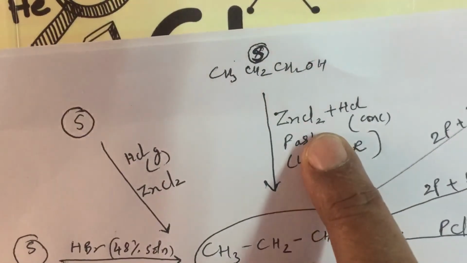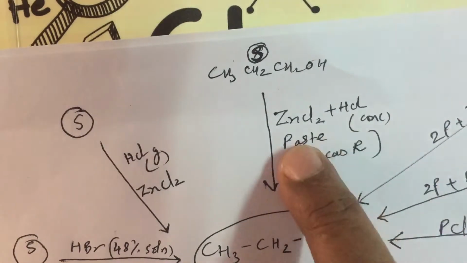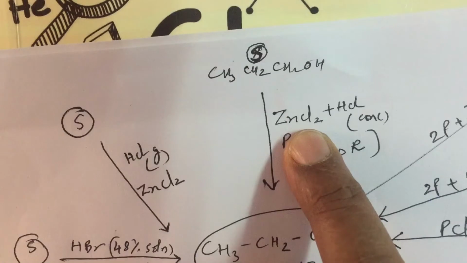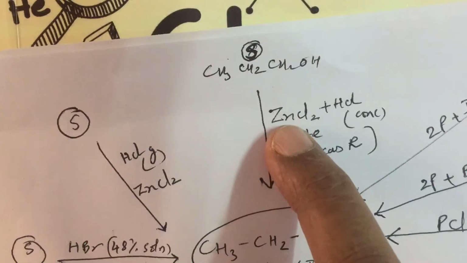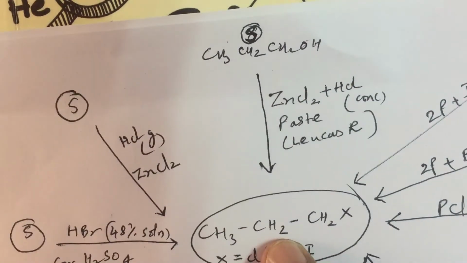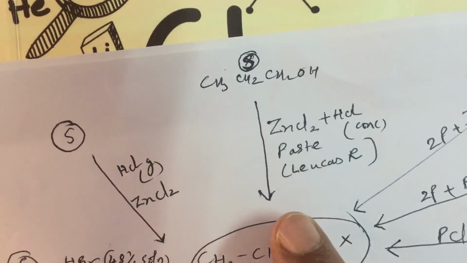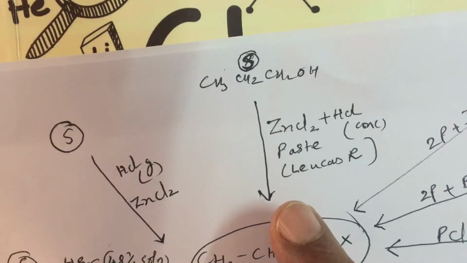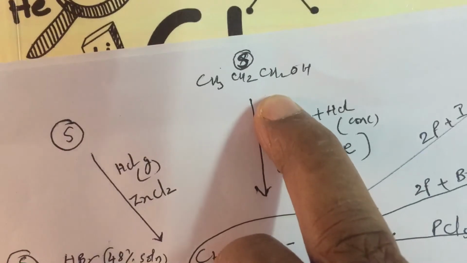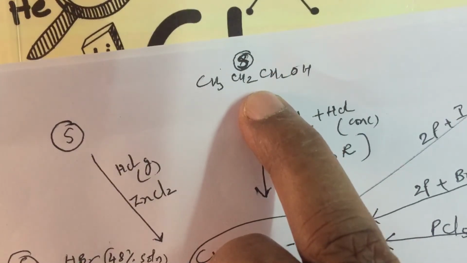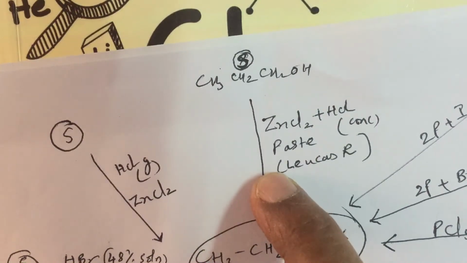You can use the ZnCl2 and concentrated HCl paste known as Lucas reagent. ZnCl2 is a dehydrating agent, and one of the products, water, is removed by ZnCl2, so you get the product happily. Instead of primary alcohol, you can take secondary or tertiary alcohol. The order of reactivity is tertiary greater than secondary greater than primary. Primary requires heating, secondary requires waiting, and tertiary happens immediately.